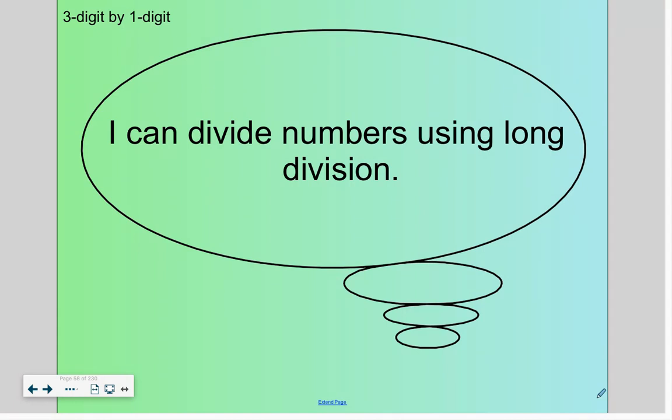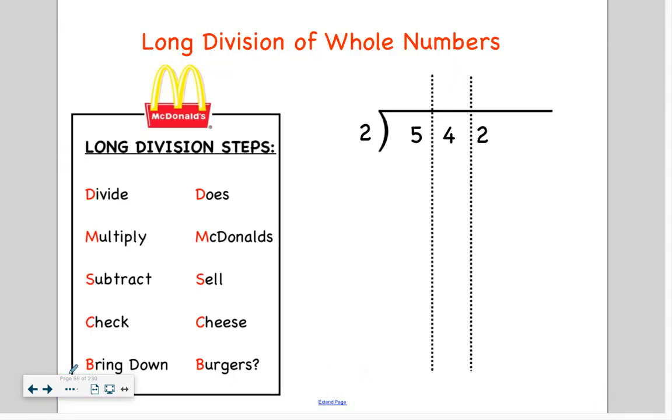Hello. Today we are going to divide numbers using long division when we have 3-digit dividends. We are going to follow that same structure of "Does McDonald's sell cheeseburgers?": Divide, multiply, subtract, check, bring down. So our dividend is 542 divided by 2, and we're trying to get our answer on the top, or our quotient. So the first thing we're going to do is divide.